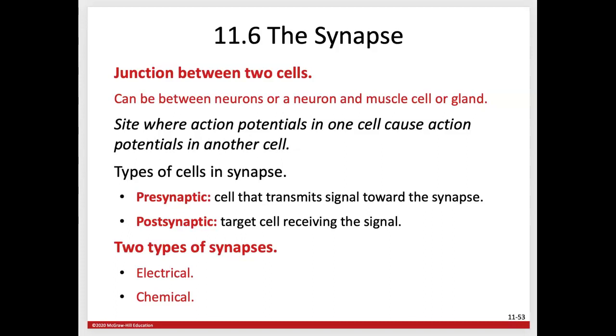The types of cells in a synapse are basically the presynaptic cell and the postsynaptic cell. The presynaptic cell is the cell that transmits the signal towards the synapse. It's where it's coming from and going to, basically. And then the postsynaptic cell is the target cell receiving the signal. There are two types of synapses, electrical and chemical.